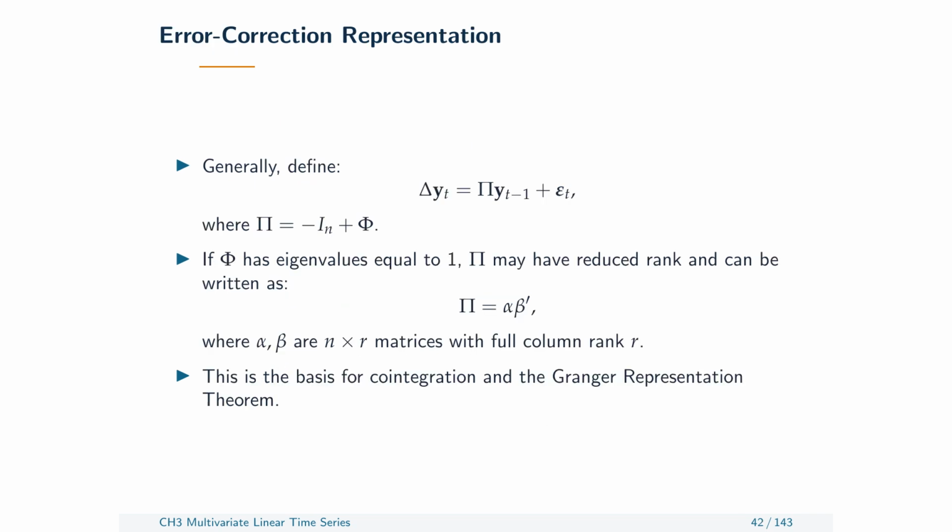Rewrite a first-order VAR in differences. The change in y equals a matrix pi times lagged y plus an innovation. When pi has reduced rank r, it can be factored into alpha times beta prime. Beta contains r co-integrating relations, while alpha describes how each variable adjusts to past equilibrium errors. This is the core error correction idea.